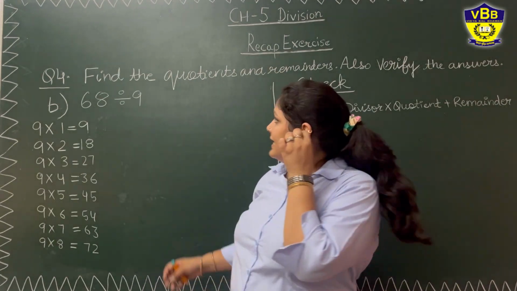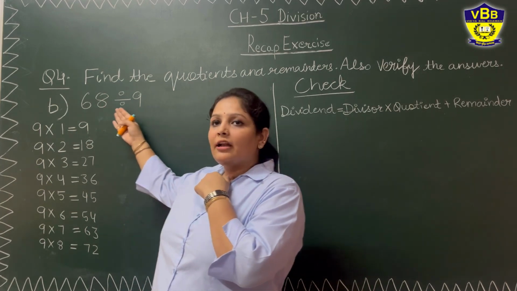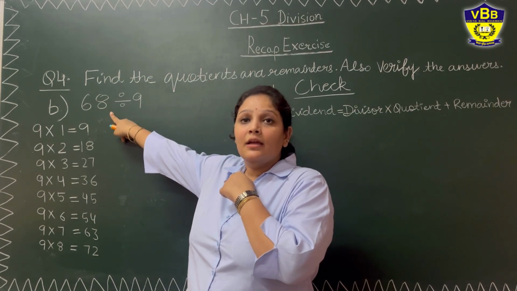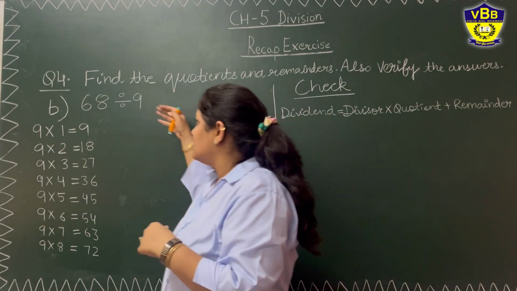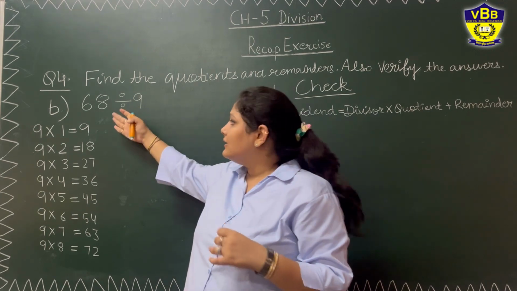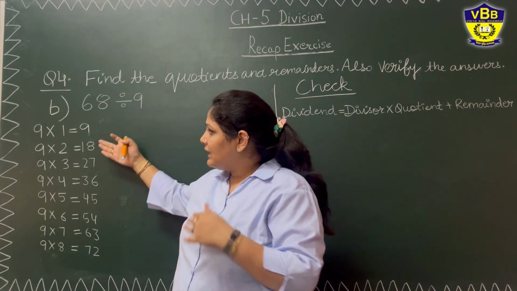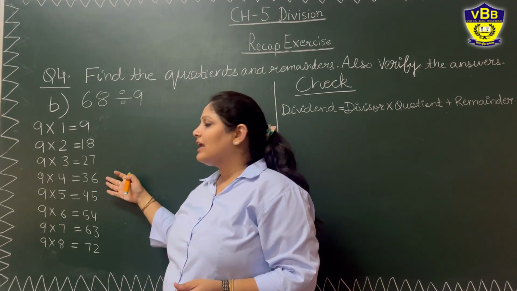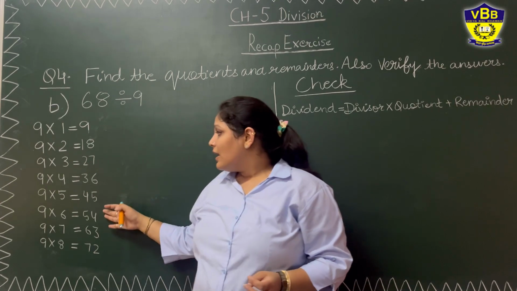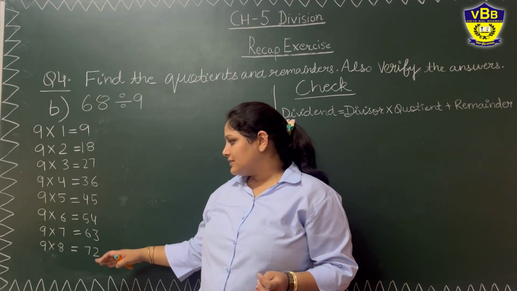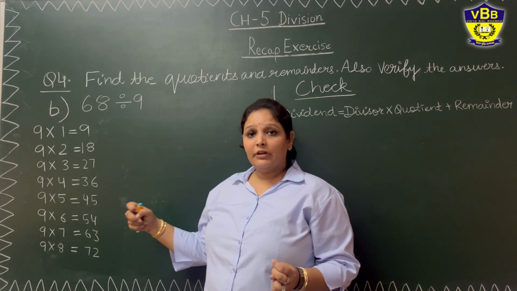Okay, now let's see the B part. 68 divided by 9. So 68 is the dividend and 9 is the divisor. So you can see I have written the table of 9: 9 ones are 9, 9 twos are 18, 9 threes are 27, 9 fours are 36, 9 fives are 45, 9 sixes are 54, 9 sevens are 63, and 9 eights are 72.